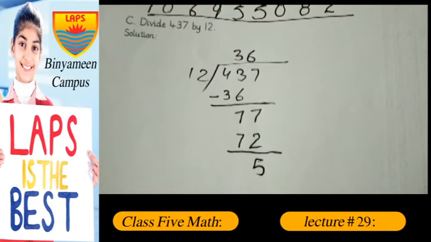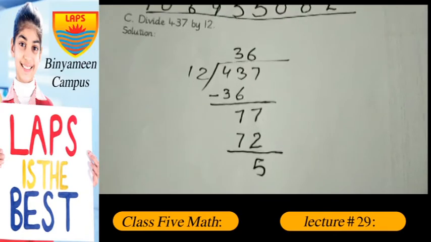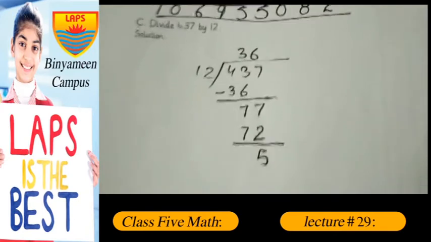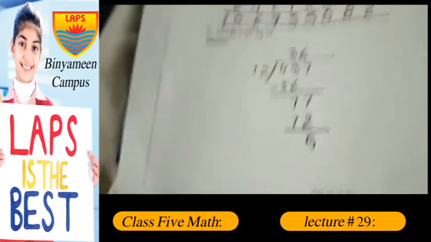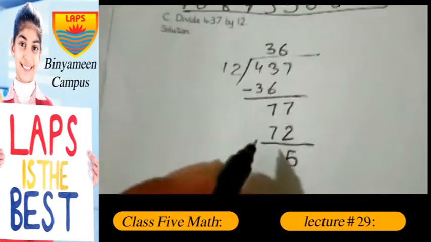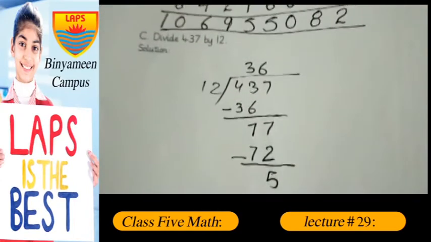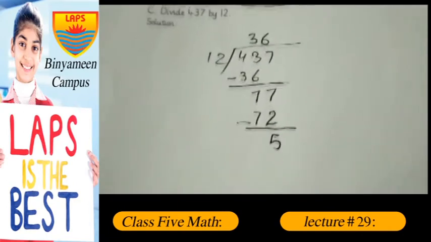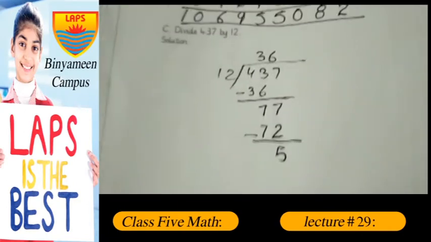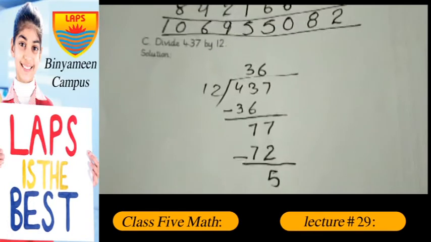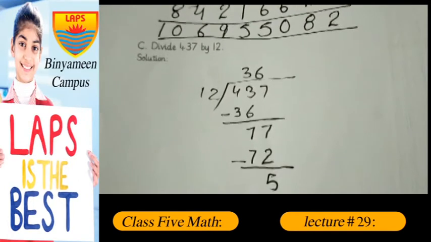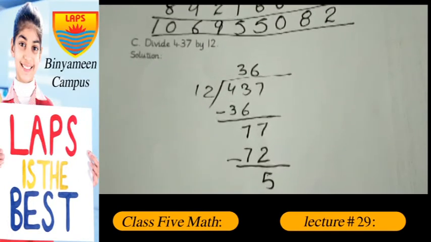And then 12 6s are 72. Now we subtract 72 from 77. Remainder is 5. 5 is smaller than 12, therefore this question is not continued.